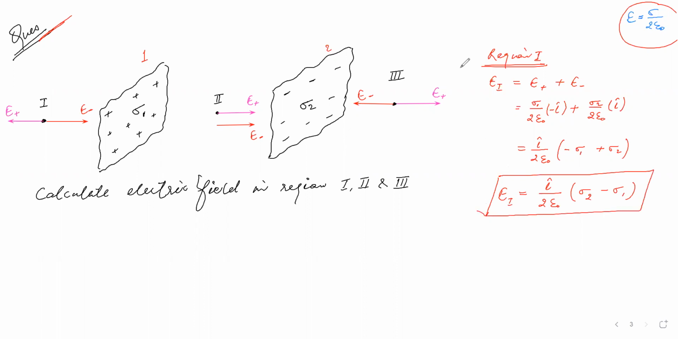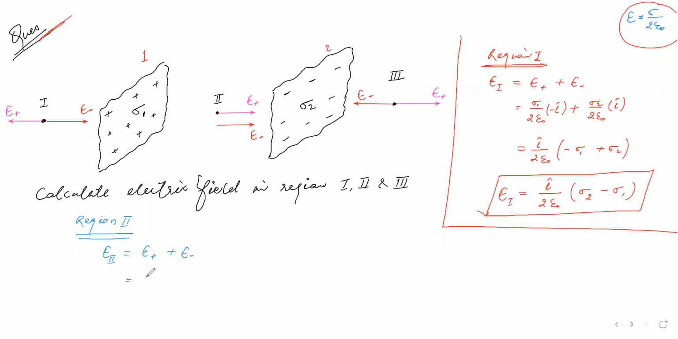Yes. Similarly, we are going to calculate in region 2. In region 2, your electric field is again E plus plus E minus. E plus is sigma 1 over 2 epsilon naught plus i cap, plus sigma 2 over 2 epsilon naught plus i cap. Why? Because both are in the same direction, which is plus i. Are you clear?